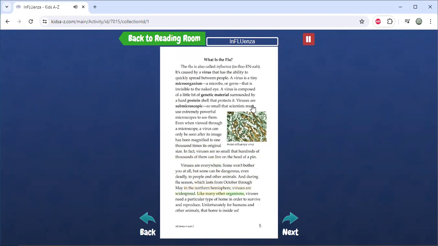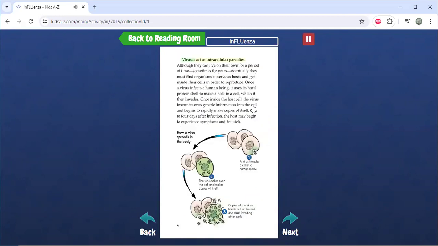Like many other organisms, viruses need a particular type of home in order to survive and reproduce. Unfortunately for humans and other animals, that home is inside us. Viruses act as intracellular parasites. Although they can live on their own for a period of time, sometimes for years, eventually they must find organisms to serve as hosts and get inside their cells in order to reproduce.